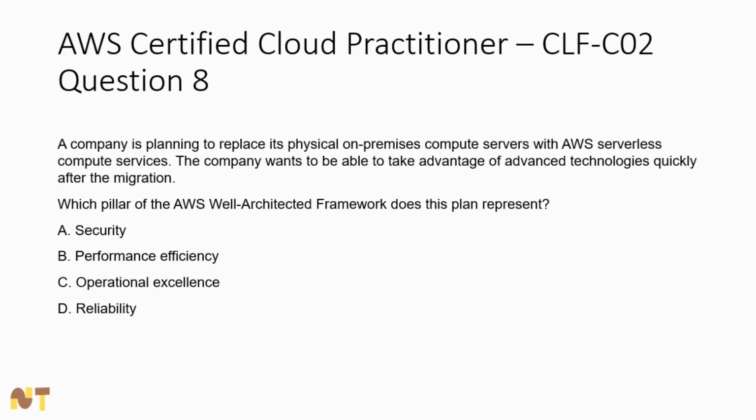Let's move ahead to the next question. A company is planning to replace its physical on-premise compute servers with AWS serverless compute services. The company wants to be able to take advantage of advanced technologies quickly after migration. Which pillar of AWS well-architected framework does this plan represent? Options are A. Security, B. Performance efficiency, C. Operational excellence, and D. Reliability.